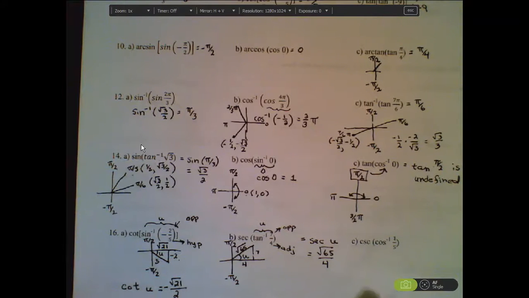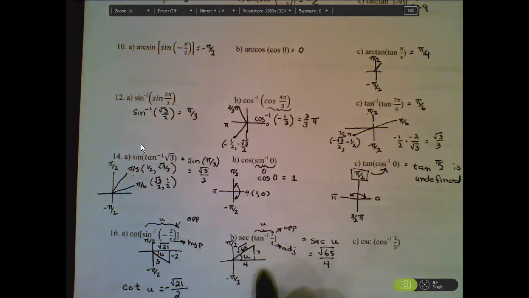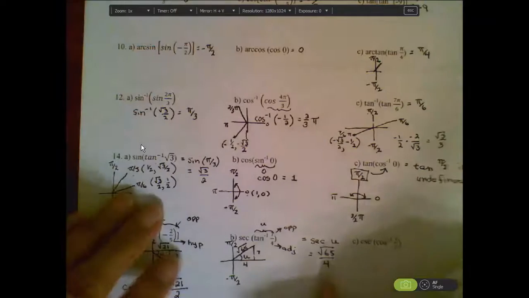And then the C part is so much the same, I'm just going to skip it. I need to draw a picture and label an angle whose cosine is 1/5. Once I get my triangle drawn, I can find cosecant of that angle. Let's go on to something a little bit different.